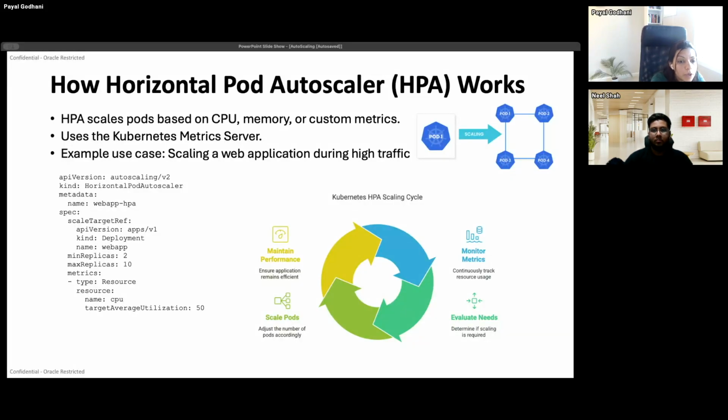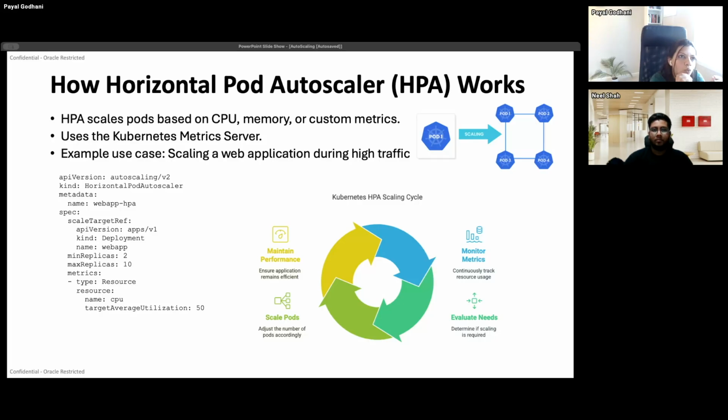If it is consuming more at any point of time, then it will create one more replica, and using min replica and max replica, you will decide how many pods you want to scale up or scale down. So in this case, it has the luxury to go up to 10 pods. But if it sees that the utilization is less than 50, then it will start scaling down.